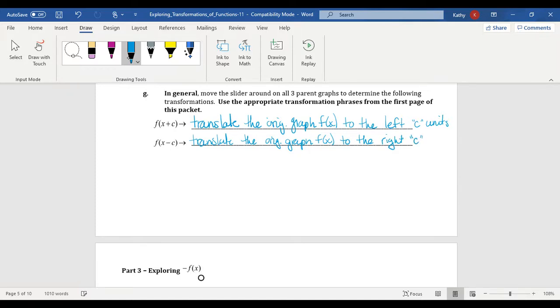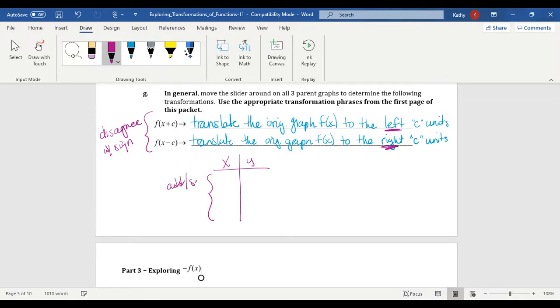Okay, this proper notation to explain what is happening is very important as we move forward with what we are doing to describe what's happening. So if you notice, if we add to x, we're going to go left. If we subtract from x, we are going to go right. So our motion actually disagrees with the sign. With our table of values, if we're going left and right, we are actually talking about what's happening to x. So we add or subtract to the x values. Okay, these are our left and right shifts.